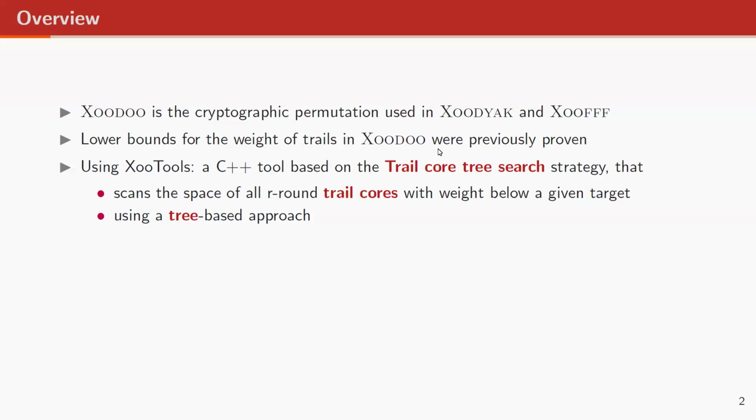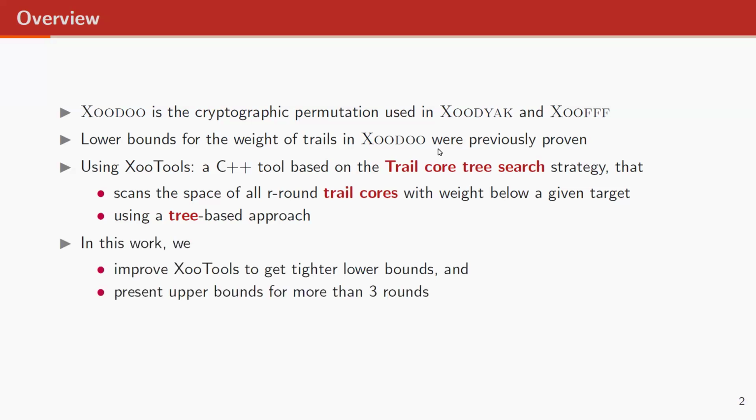The program scans the space of all trail cores for the desired number of rounds and up to a given target weight, and it does it in a tree-based fashion. In this work, we improved this tool with some optimizations to get better lower bounds for the weight of trails. And we also discuss some special families of trails that allow us to provide also upper bounds. In this presentation, I will only focus on differential trails, but our analysis covers also linear trails.